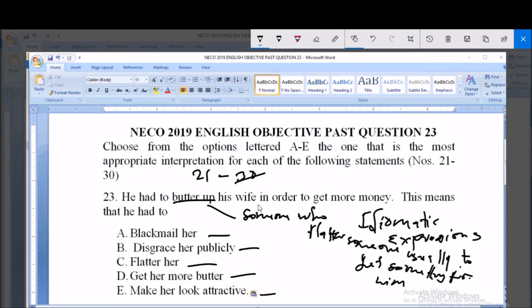From the interpretation of butter up, we find out that option C is correct. So to this expression, option C is correct. He had to flatter his wife in order to get more money. So option C is correct.